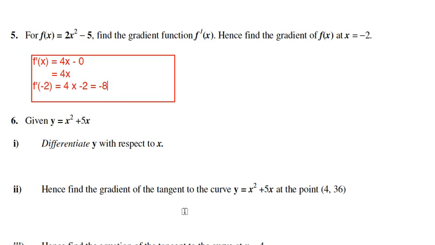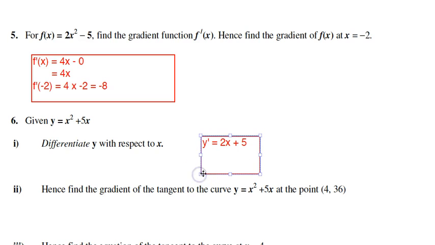Okay, the next one. So given that y equals x squared plus 5x, differentiate y with respect to x. You can do y dash or dy dx. You could have written dy dx equals or y dash equals. So we've got y dashed is 2x plus 5. Hence find the gradient of the tangent to that curve at that point.